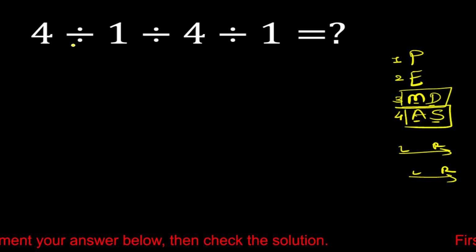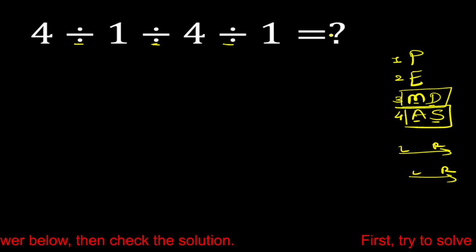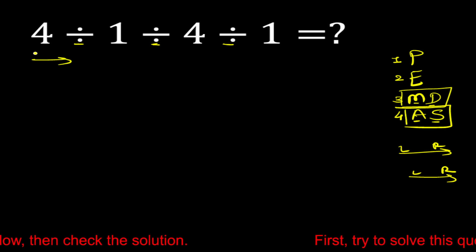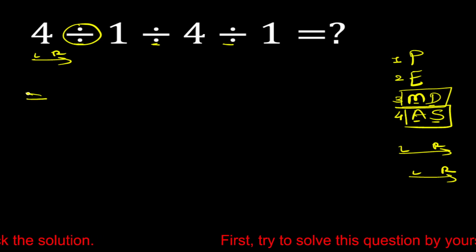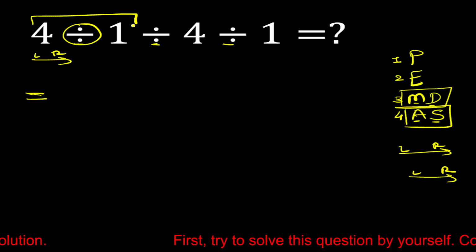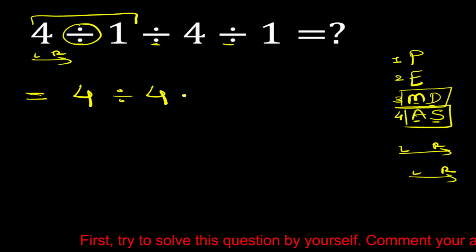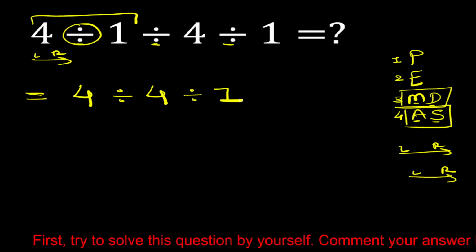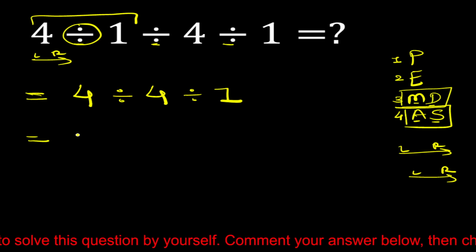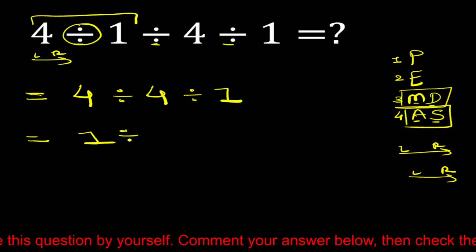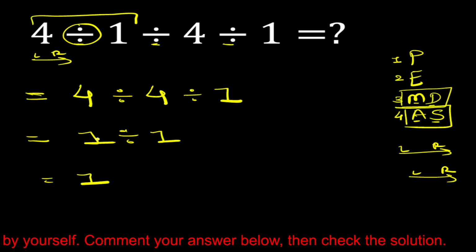Okay. So here is one division, here is division, and here is division. So all have equal priority, so we have to solve it from left to right. So first we have to solve this division. So 4 divided by 1 is equal to 4, divide 4, divide 1. Now 4 divided by 4 is equal to 1, divide 1. So now 1 divided by 1 is equal to 1.